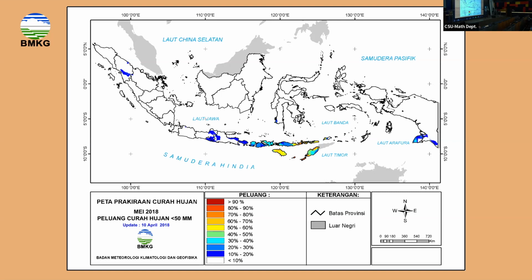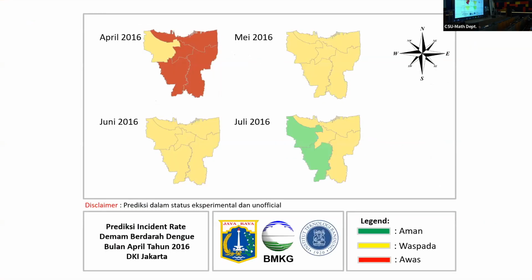So they put only for Jakarta, for our dengue early warning system, but they already have for the whole nation for the supporting information of climate. So this is kind of our result.